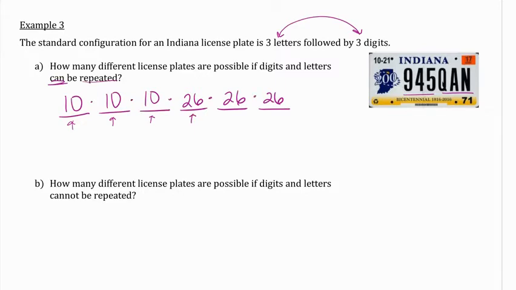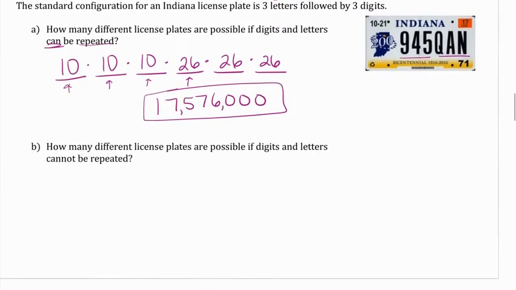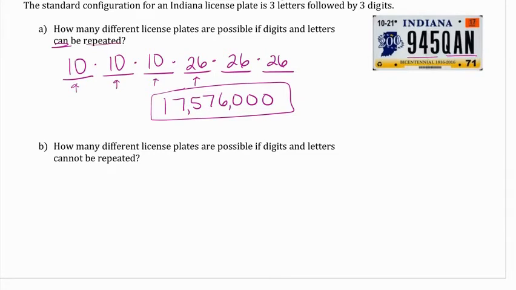So 26 to the third power times 10 to the third power would give us 17,576,000. Put in our commas there. There are 17,576,000 different license plates that can be made using that method, right? If we're allowed to repeat letters and digits. Okay, so the next part, we will do the same thing. How many different license plates are possible if we cannot repeat those numbers?